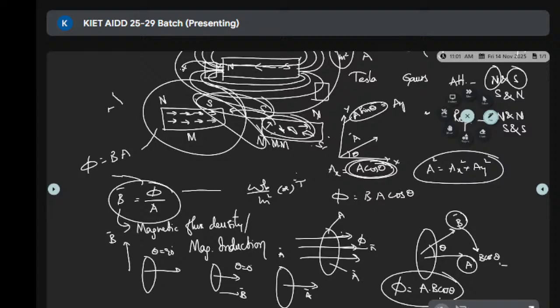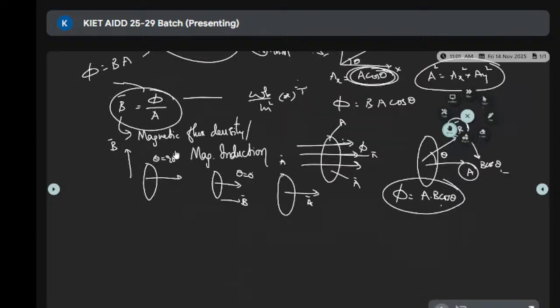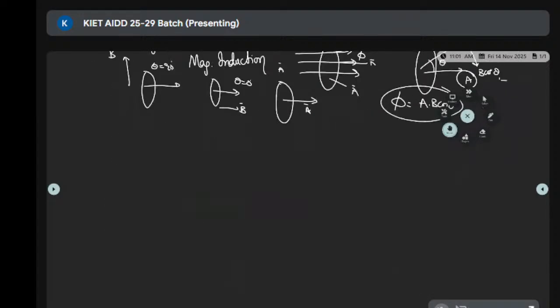Flux. So what have we discussed, tell me? We even discussed some definitions: magnetic field, magnetic line of force, magnetic flux density.